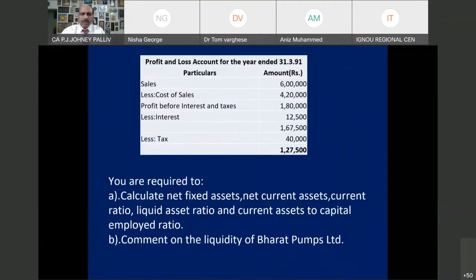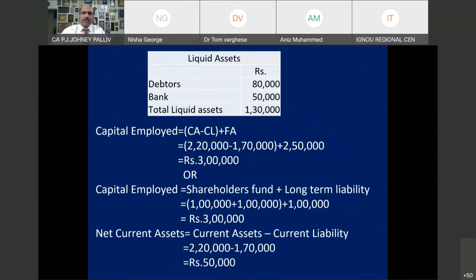The next question is liquid asset ratio. They wanted you to solve the question, that is liquid asset ratio. What is a liquid asset? You can see a liquid asset is nothing but an asset which is easily converted into cash. Your debtors, amount receivable from your customers are called debtors. Your bank balance, both 80,000 plus 50,000 are called liquid assets, which are easily convertible into cash, easily available. Therefore, liquid asset is equal to 1,30,000.